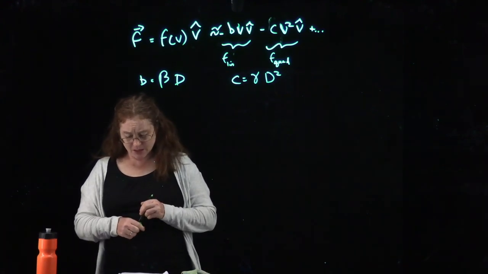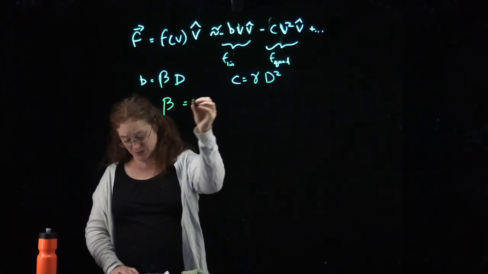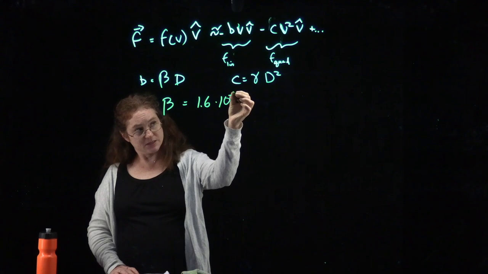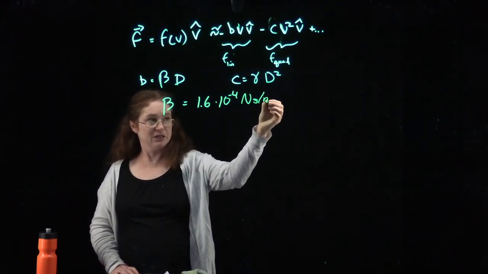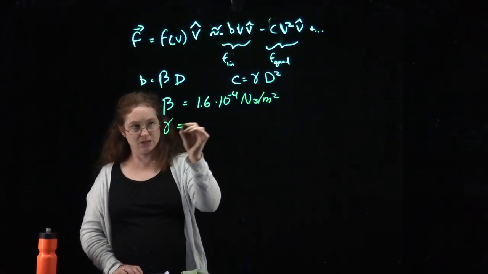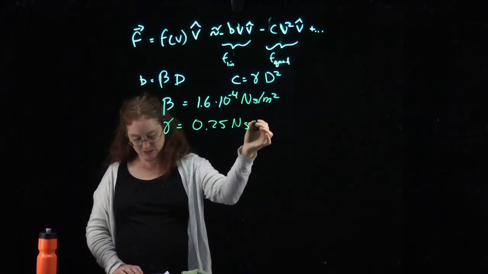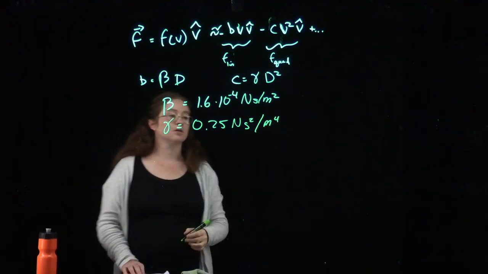If we are specifically talking about air, beta is approximately 1.6 times 10 to the negative 4 newton seconds per meter squared. We're going to check units in just a second. Gamma is about 0.25 newton seconds squared per meter to the fourth.